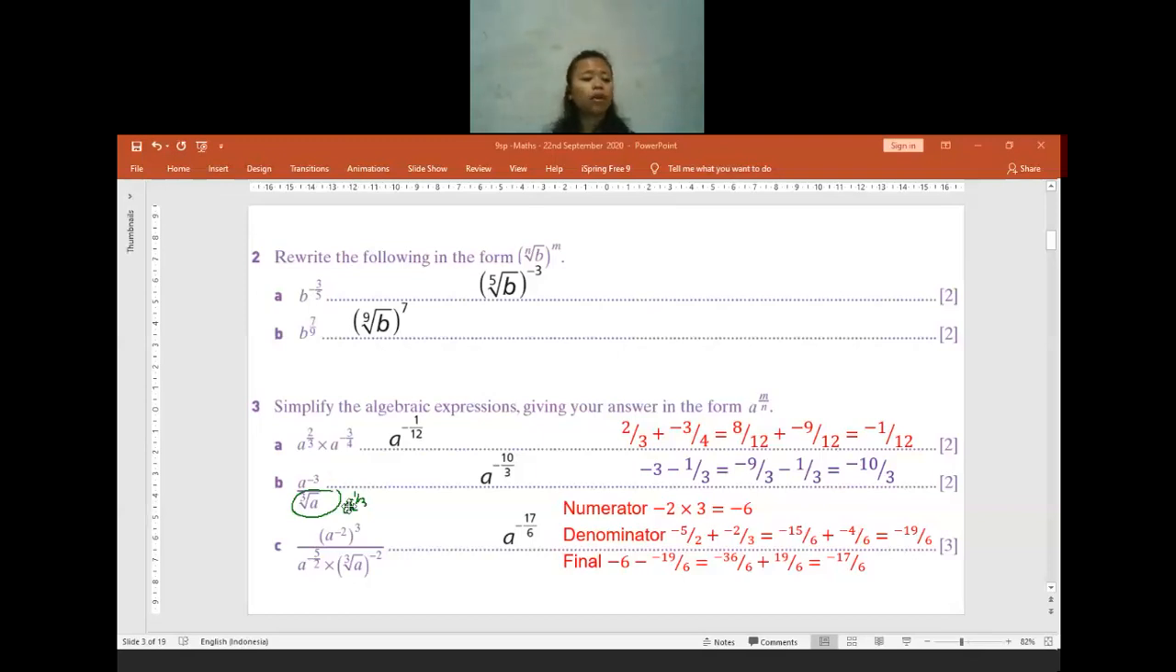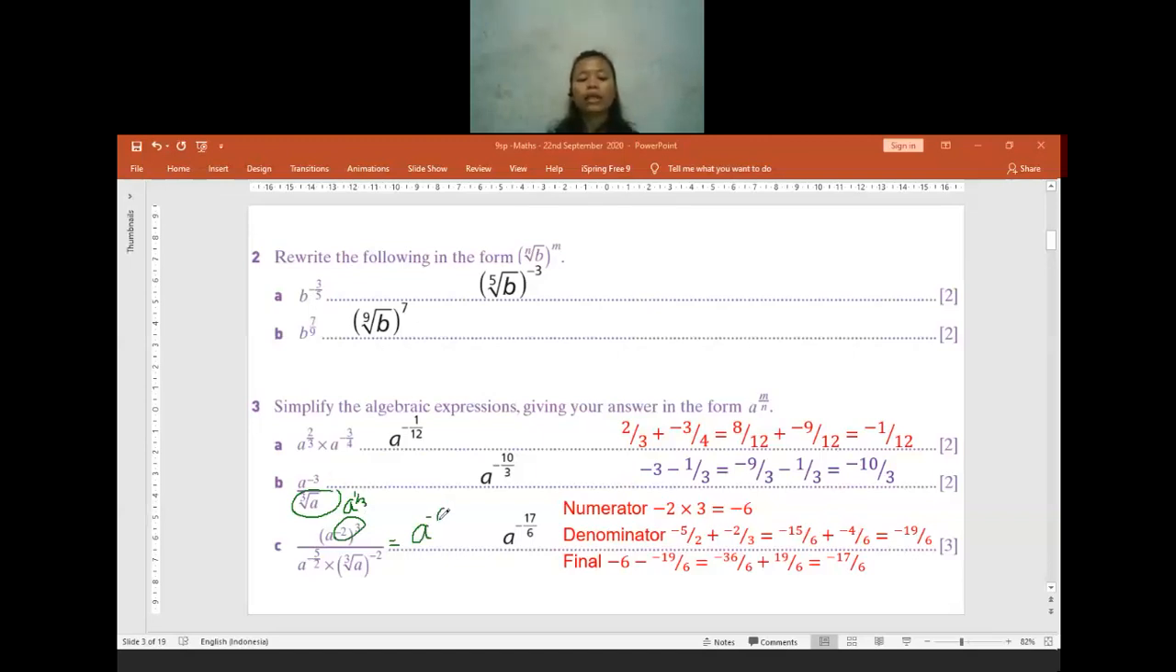Okay. If you really have no confusion, I will continue to question C. For question C, if you think it is too complicated, you have to solve it one by one. From the numerator, after that you solve the denominator. After that you can simplify it. So from the numerator, follow the index laws. Power meets powers, you do times. Negative 2 times 3 equals negative 6. So for the numerator, I will have a to the power of negative 6.